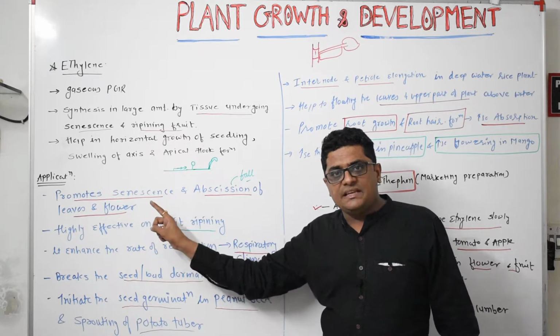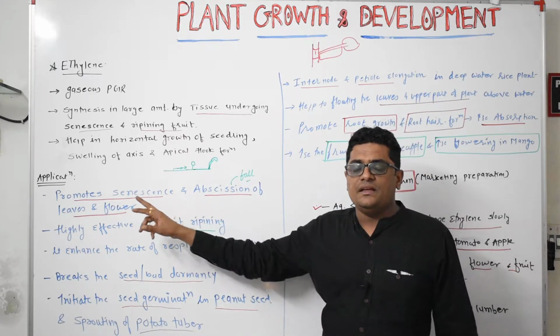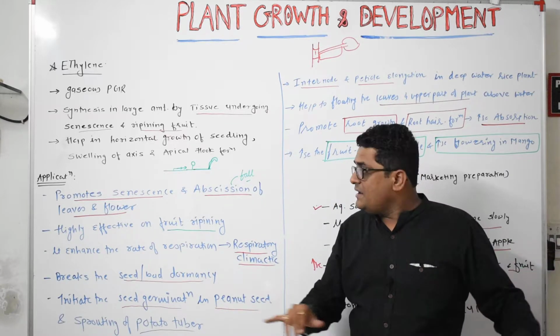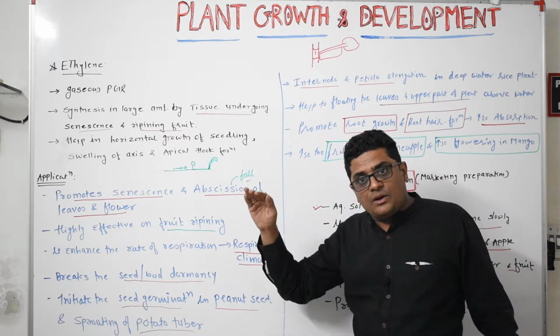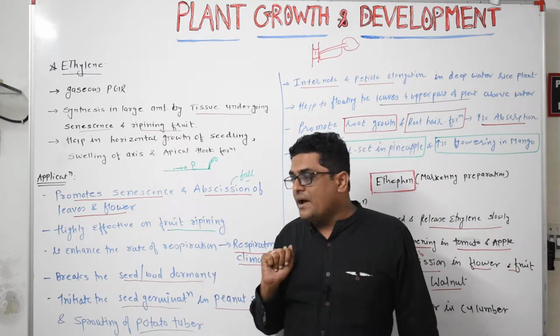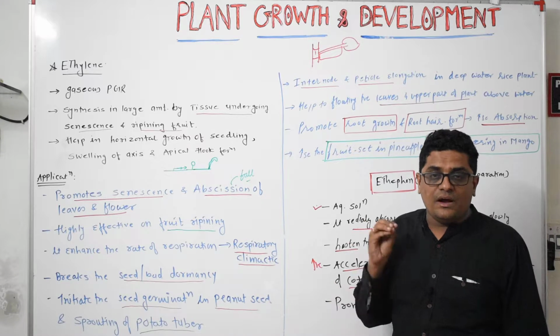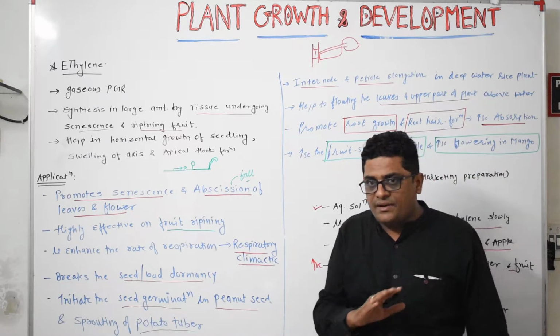Application: it promotes senescence and abscission of leaves and flowers. Means it promotes aging and the falling of the leaves and flowers. It is highly effective in fruit ripening. Means without ethylene the fruit never ripens.